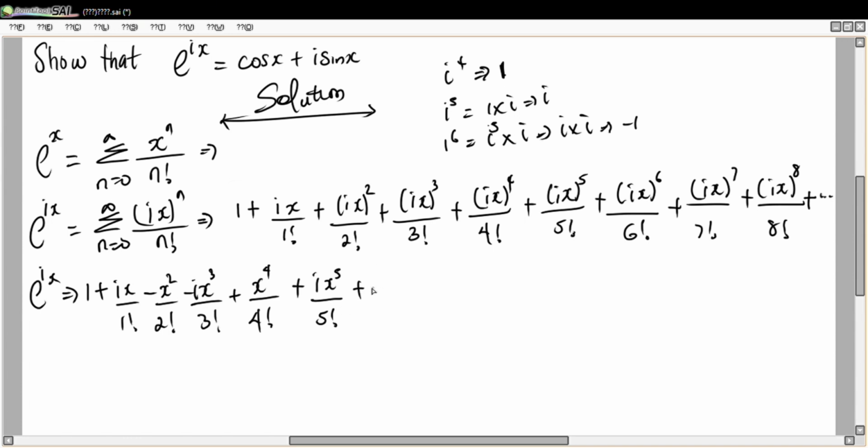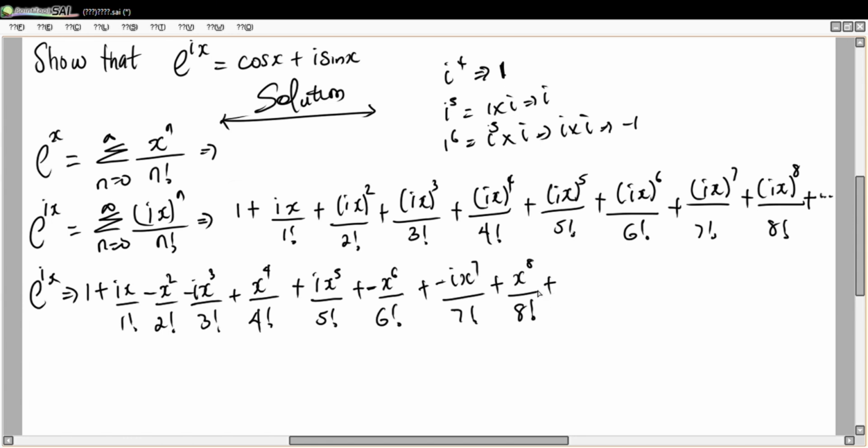So we have here minus 1, so it will be minus 1 times x to the power 6. That will now be minus x to the power 6 over 6 factorial. Then the one of 7 will give us minus i x to the power 7 over 7 factorial plus 8. i raised to the power 8 will just give us 1, and that's x to the power 8 over 8 factorial.